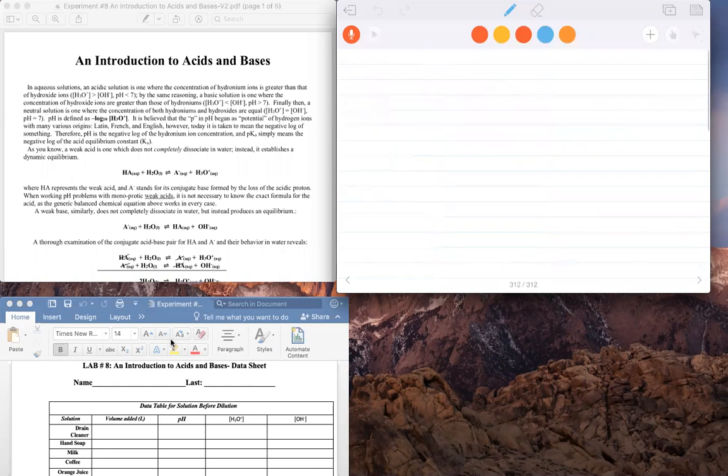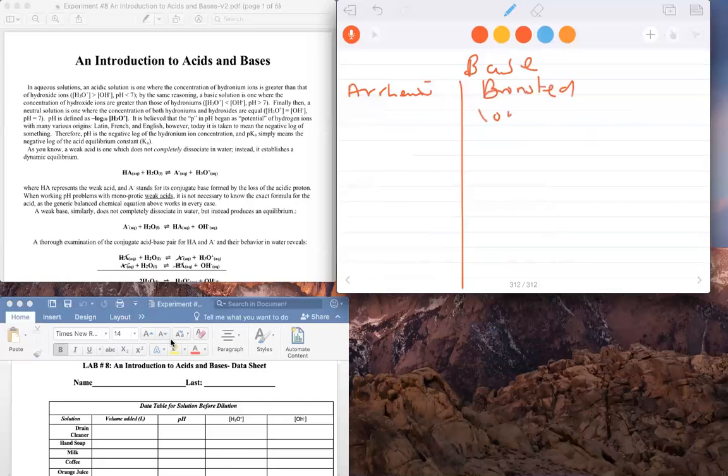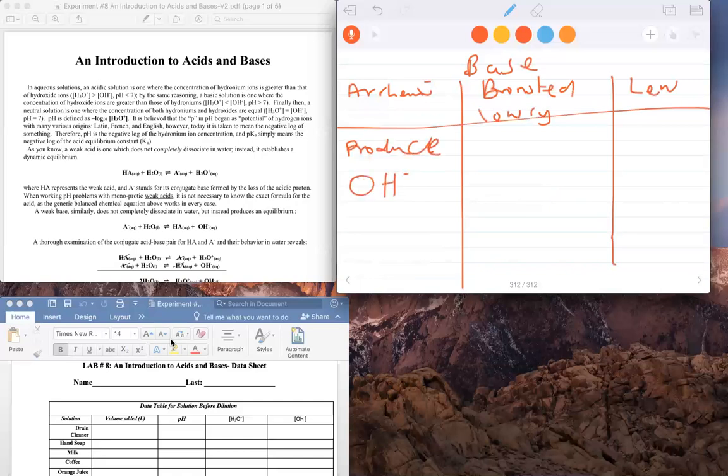Now, when we look at the acids here, according to Arrhenius, Bronsted-Lowry, and then the Lewis, you should be able to draw a parallel between the three definitions of an acid. When you also look at the base according to Arrhenius, these are any substances that produce OH when dissolved in H2O.